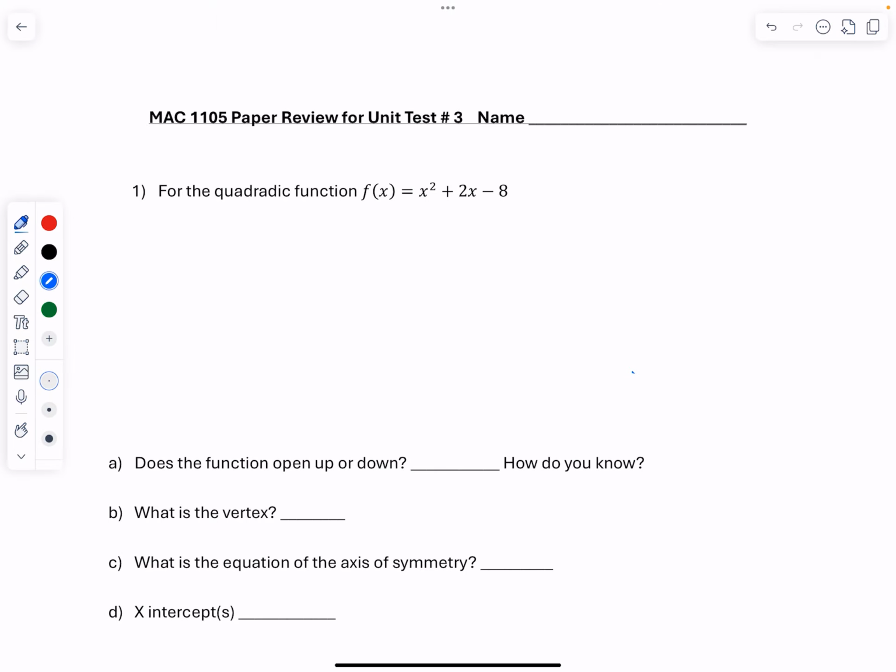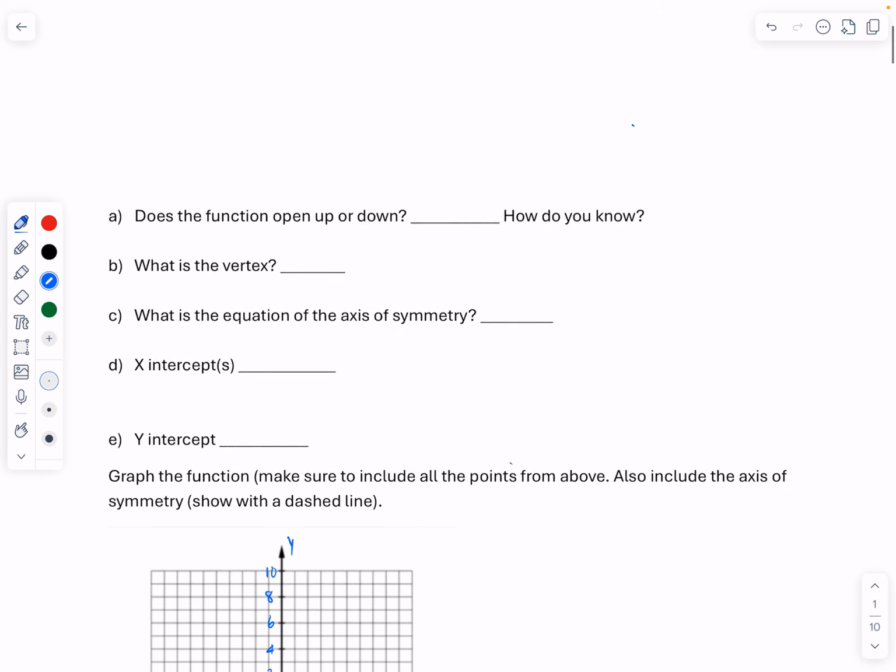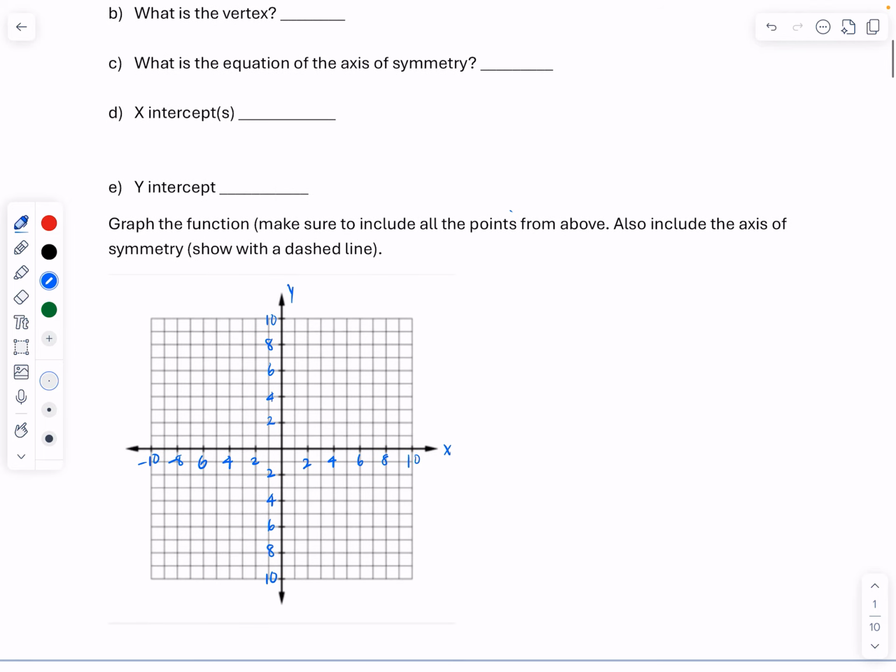This is question number 1 on the paper review for unit number 3. For the quadratic function f of x equals x squared plus 2x minus 8, we need to figure out: does the function open up or down? How do I know? What is the vertex? What is the equation of the axis of symmetry? What are the x-intercepts if we have them, and what is the y-intercept? We also have to graph the function.